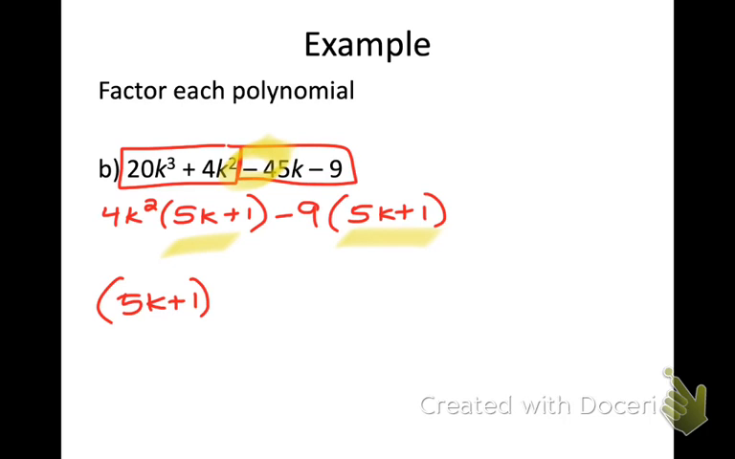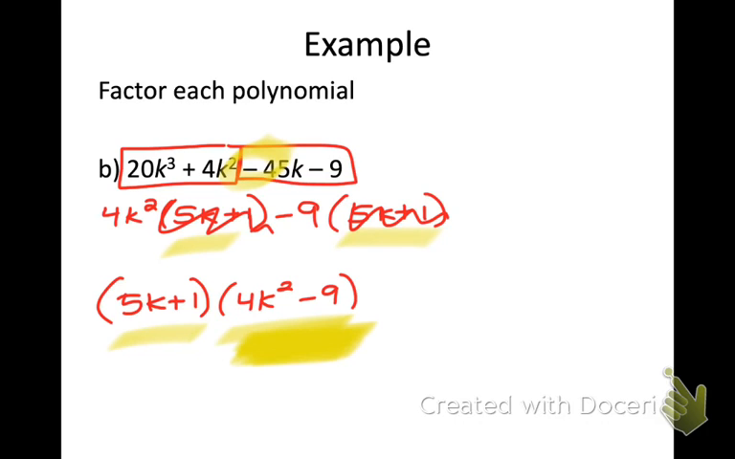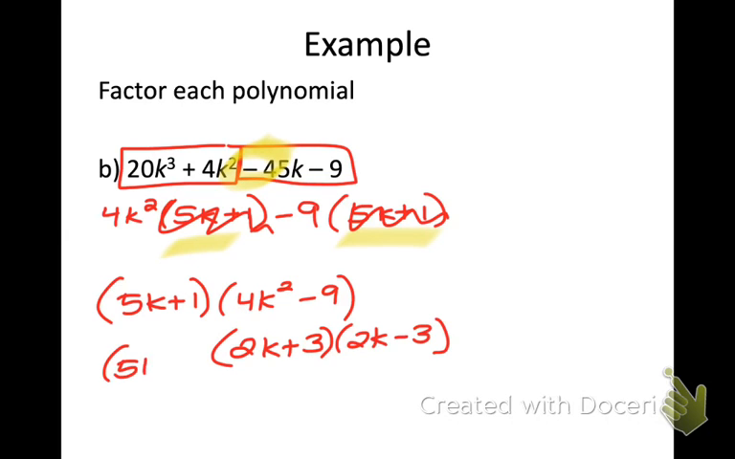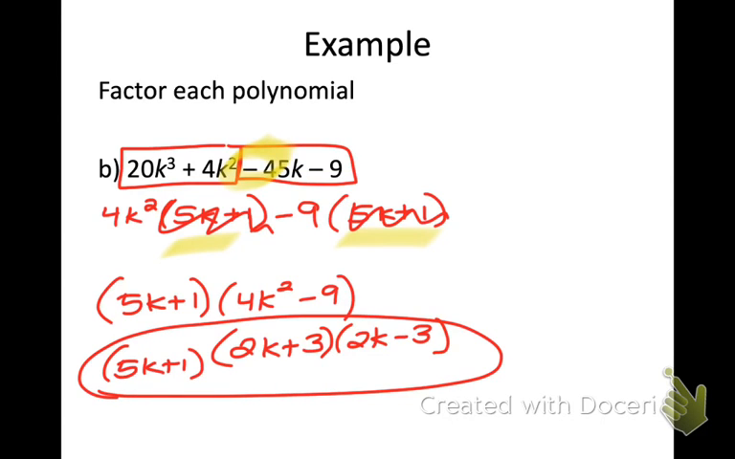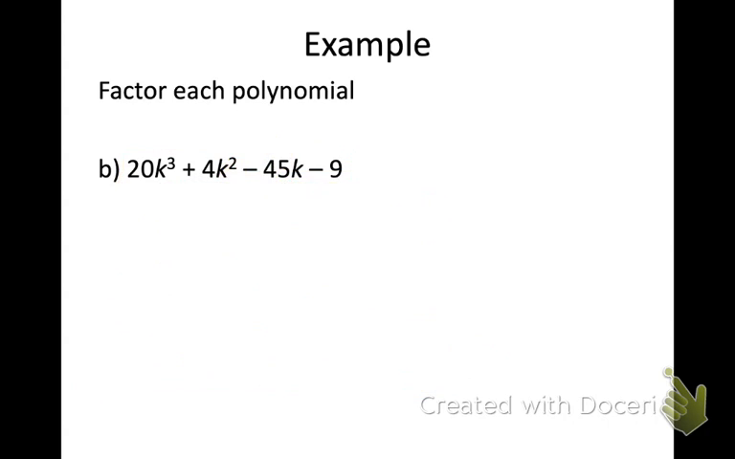So if I take that out, what am I left with? Well, I'm left with a 4k squared, and I'm left with a minus 9. Now look at what's left over. Can't take that any further, but look here. There we do have a difference of squares because 4 and 9 are both perfect squares. So that's going to factor to 2k plus 3, 2k minus 3, and then bring down your original 5k plus 1. And there will be your final answer. Okay, so keep on going as far as you can.